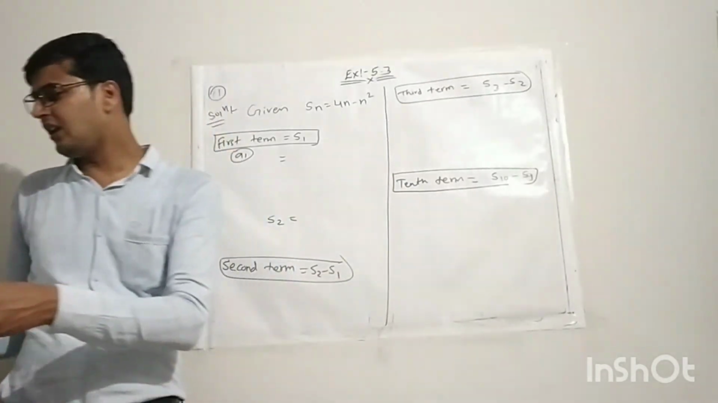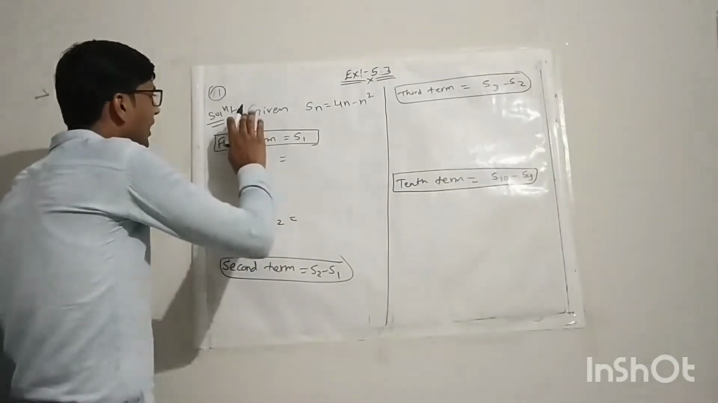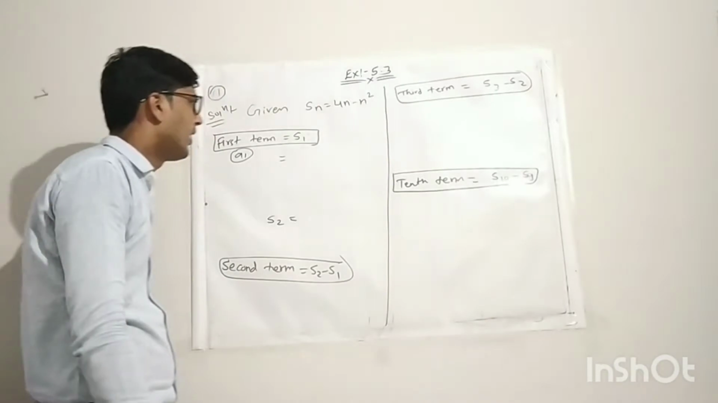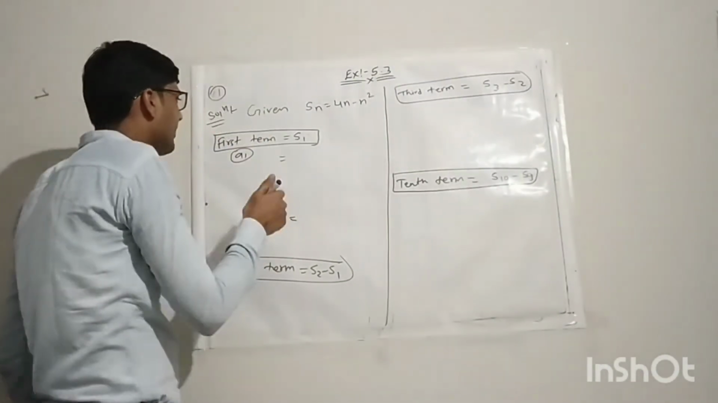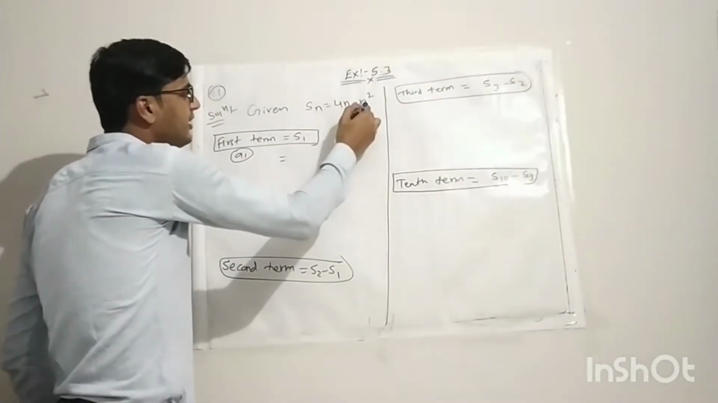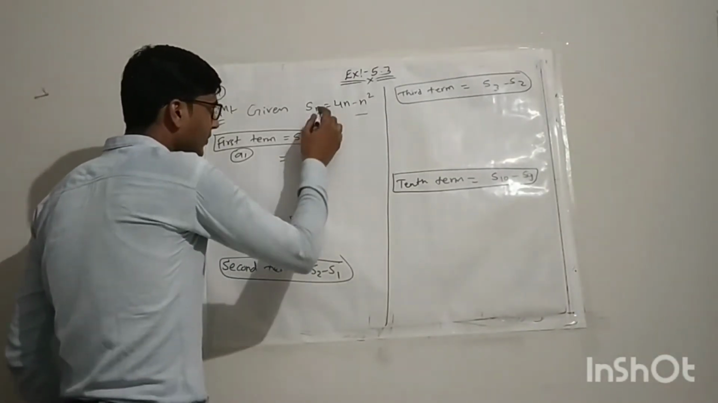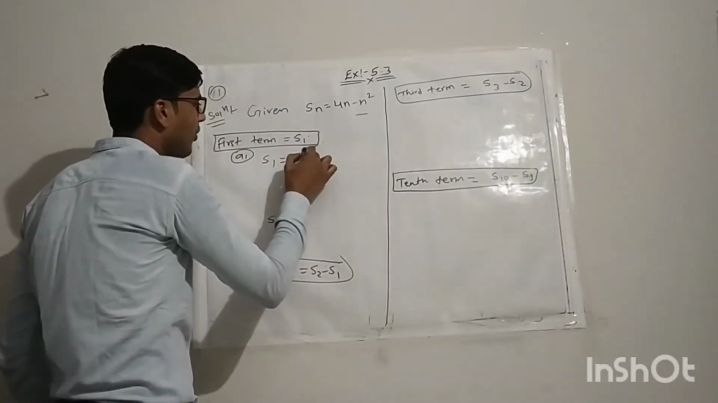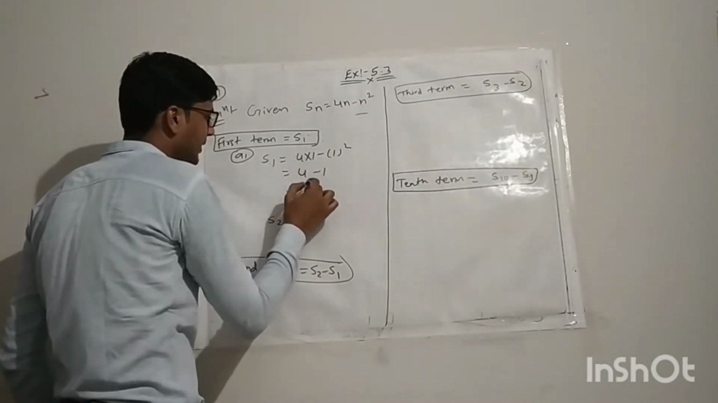Okay, so we simply follow the following process to solve this question. Here given Sn is 4n minus n square. Okay, so the first term is S1. How do we find it? We put n equal 1 in this equation. So here in place of n we put 1, so S1 equal 4 into 1 minus 1 square. So simply 4 minus 1 becomes 3.